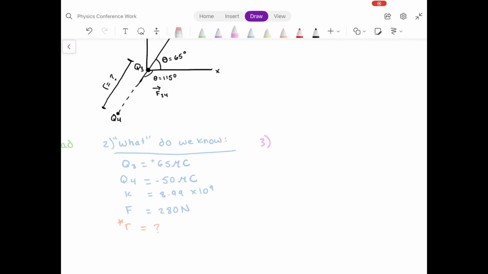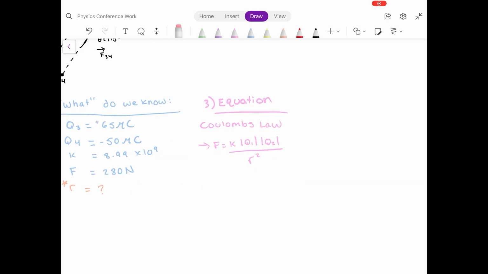This brings us to step 3, which is finding the right equation to use. For this problem, we can still use Coulomb's law. We can still use the equation F equals the K constant times the absolute value of Q1 times the absolute value of Q2 over R squared. However, for this particular problem, we are trying to find the distance between Q4 and Q3.